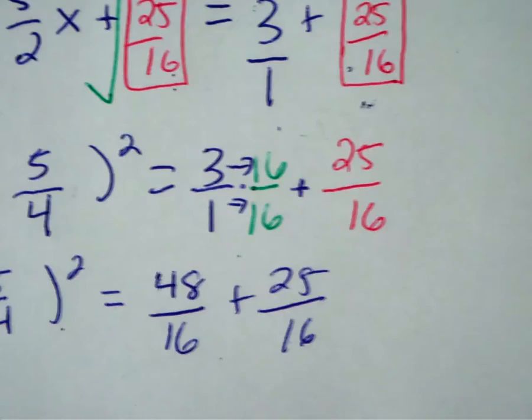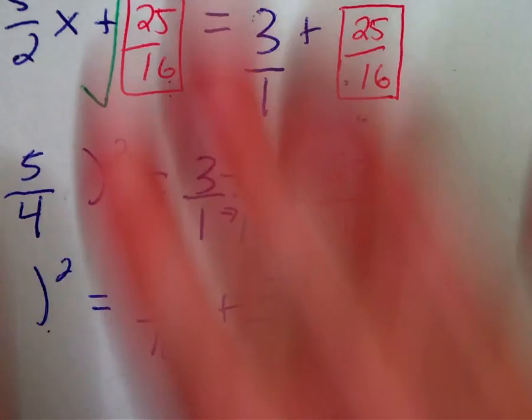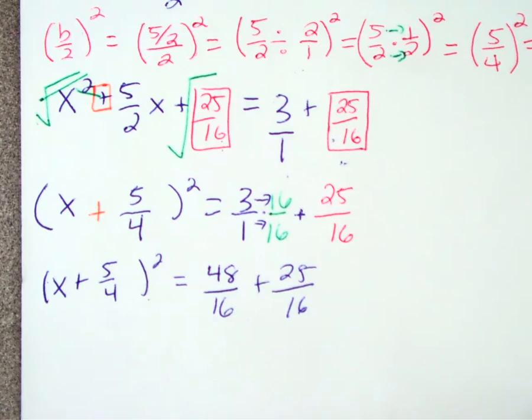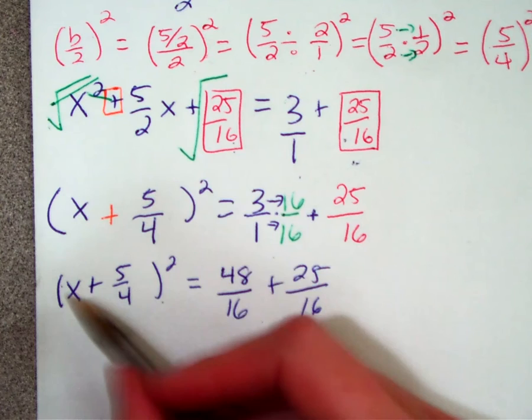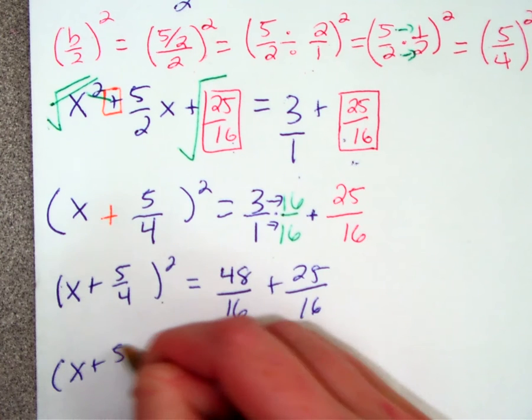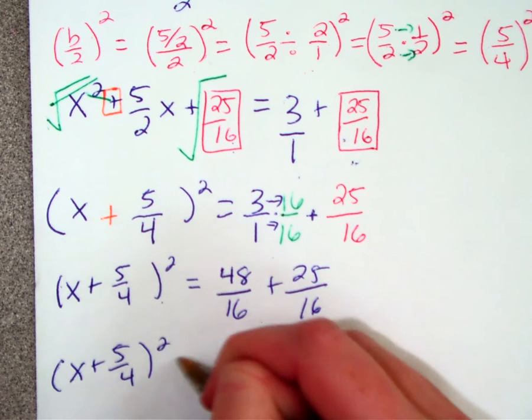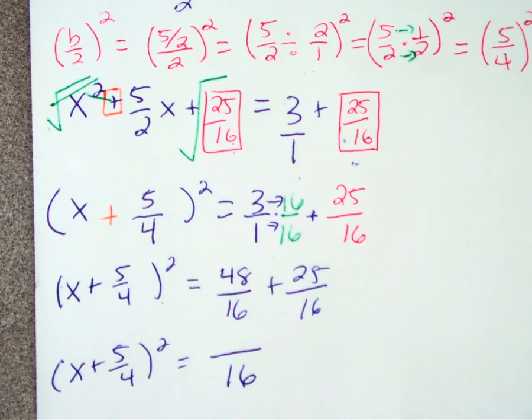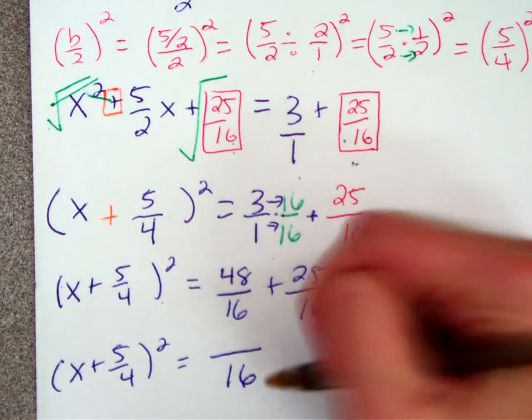Oh, man, we do. Yay! Party, party, party, party. All right, so now that we have a common denominator, I can add my fractions together. So I'm going to bring this on down. (x plus 5 over 4) squared equals, so I'm going to leave my common denominator alone. I'm not even going to touch it, so I'm just going to go ahead and bring down my 16.